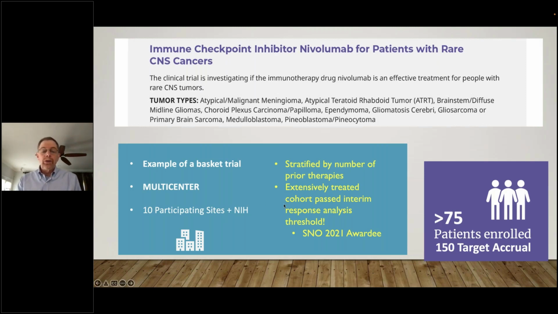And we've stratified patients actually by number of prior therapies, which seems to be more predictive than the actual cancer type. And I'm happy to report at this past SNO meeting, there was a preliminary report in patients who were heavily pretreated by the presentation by Dr. Marta Penas-Prado, who's the PI of the study, and who actually received a SNO award.